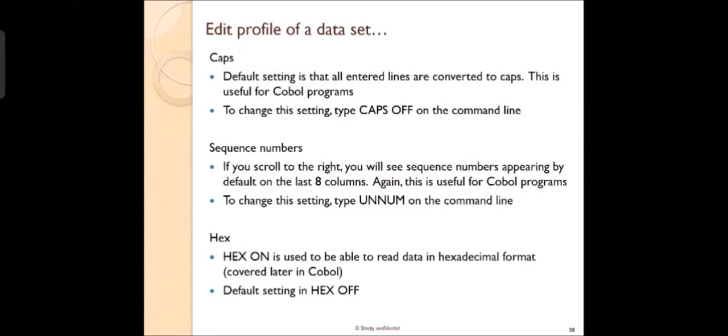Thank you. So usually everything in mainframe is typed in complete caps, COBOL programs, JCLs. So that is why caps on is a very good setting to have. To change the setting, what do you type on the primary command? What command should you type? Caps off. Similarly, by default, in any dataset, the last 8 columns will always be a sequence number.